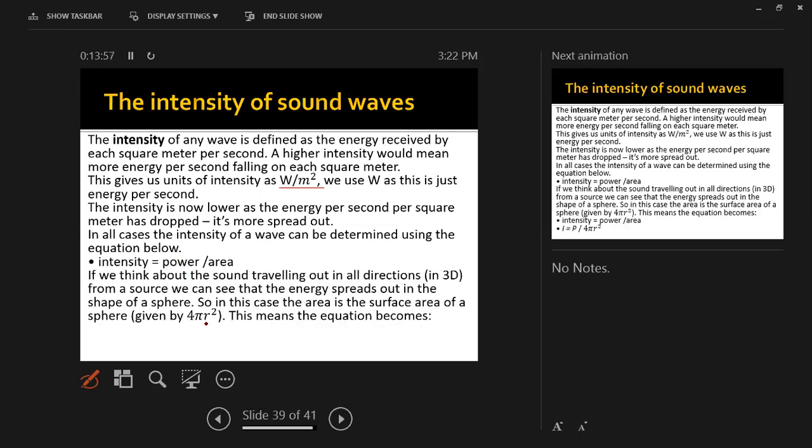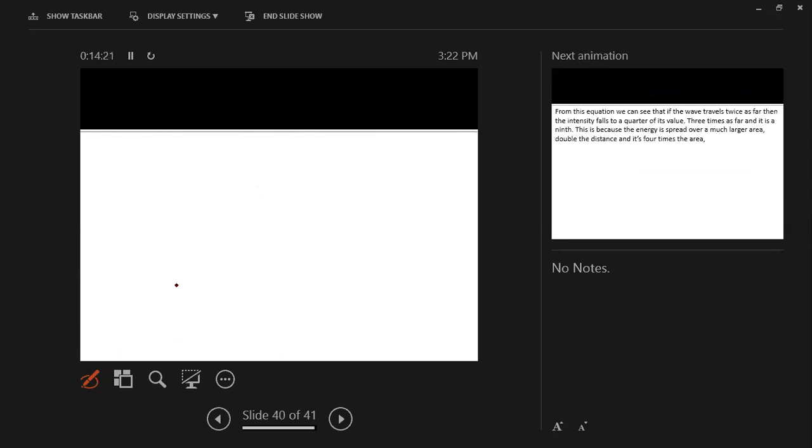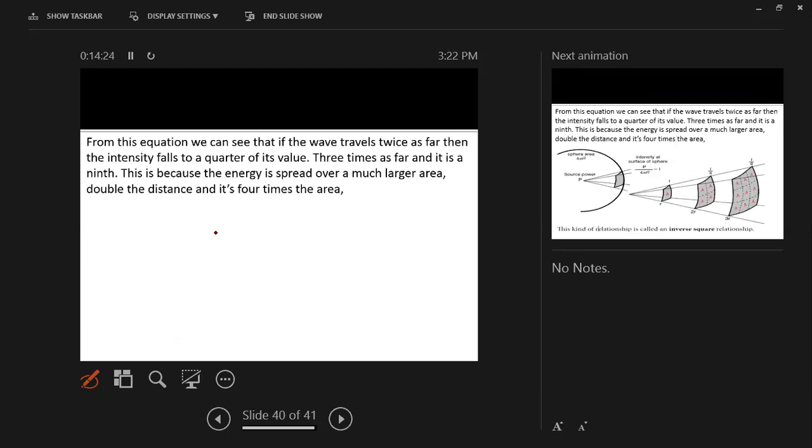Since this is a three-dimensional object, we can find the area by using 4 pi r square. We can use it to find the area of an object. So the formula will be power over 4 pi r square. That is going to give us the intensity of the sound. So there is an example. Let's do an example and finish our lesson here.